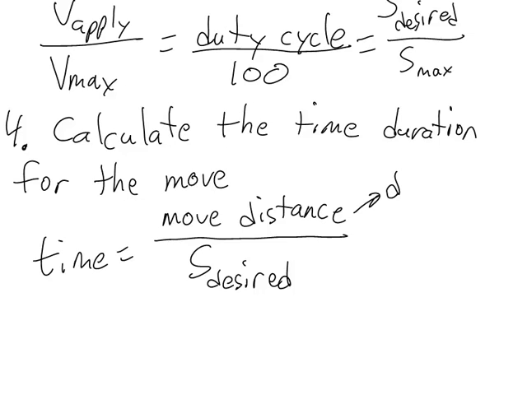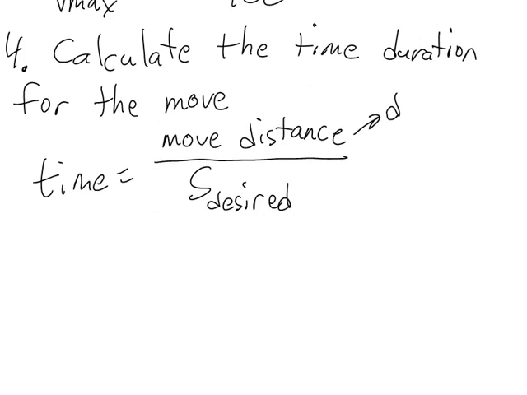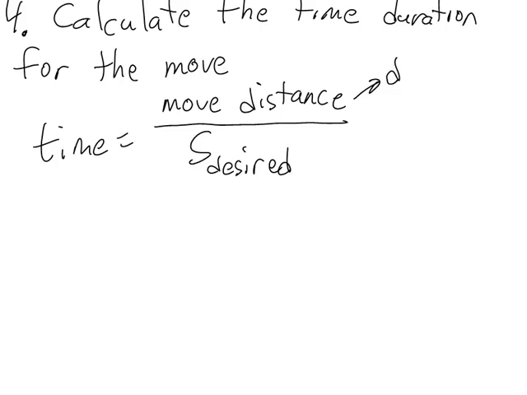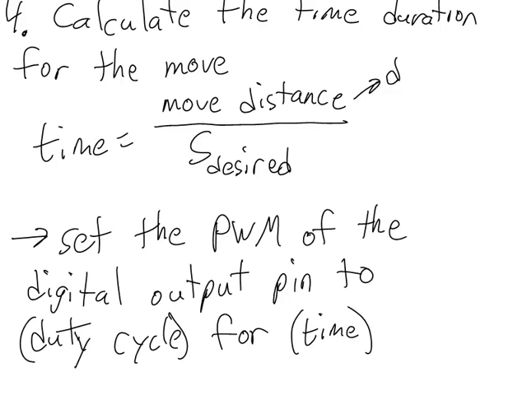Once you've calculated both the duty cycle from Step 3 and the time duration from Step 4, you can now achieve this move on your joint with your microcontroller by setting the pulse width modulation signal of your digital output pin to duty cycle for amount of time. We'll practice doing this in class.